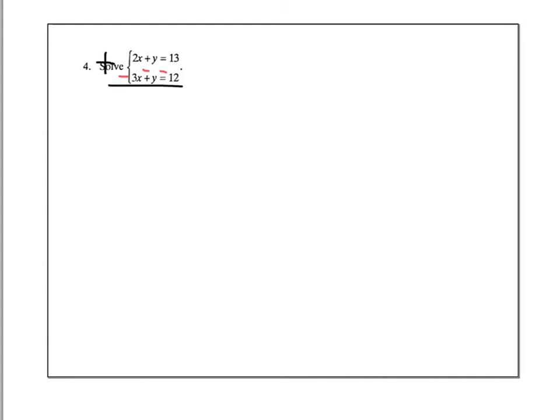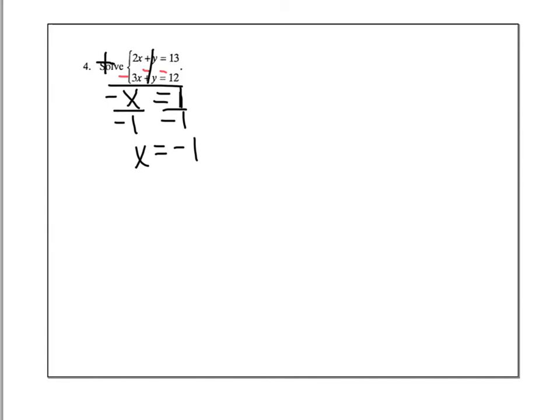2x plus negative 3x makes negative 1x, or just negative x. The y's cancel. 13 plus negative 12 is 1. Now, that x is not by itself yet, because it's a negative x. So we need to divide both sides by negative 1. Which means x is equal to negative 1. 1 divided by negative 1.